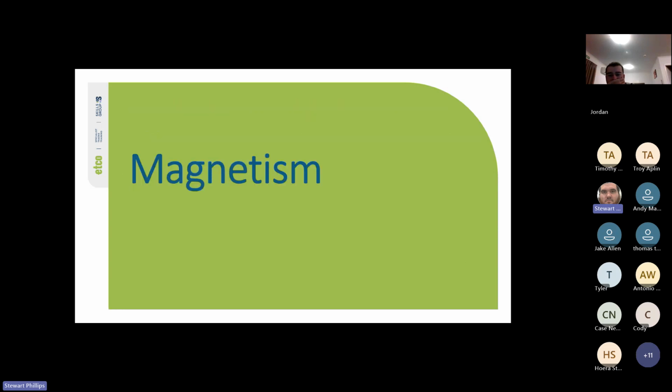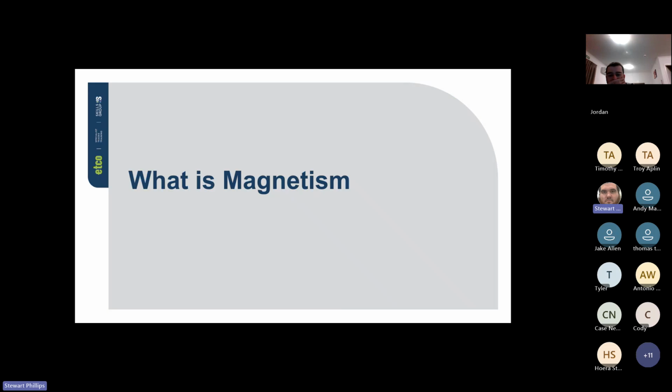Tonight we are going to start talking about magnetism. First things first, what is magnetism? What do you guys reckon magnetism is? Give a brief description or summation of it.